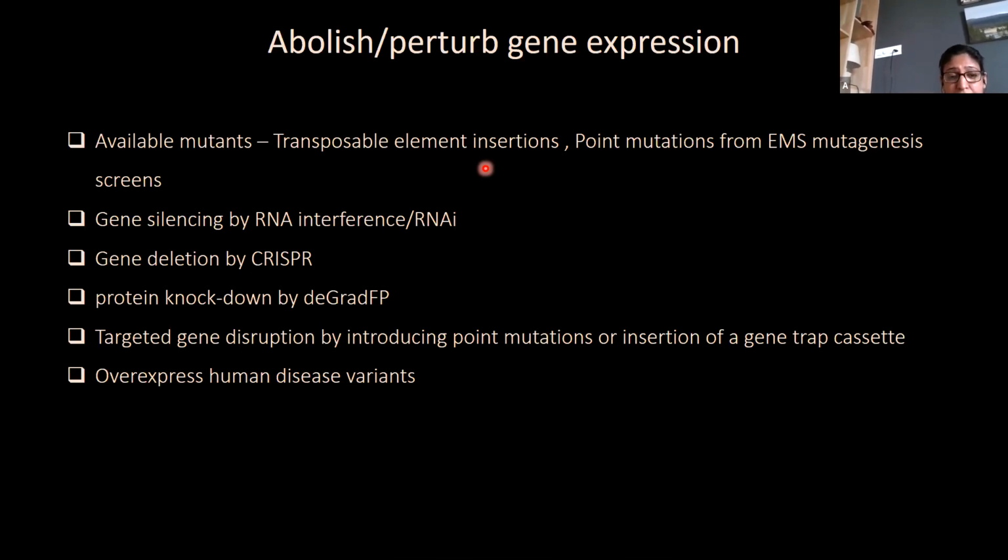Also, one thing that is important that people have done in most of the neurodegenerative diseases is that you can express human disease variants using the UAS-GAL4 system. Okay, so I'll tell you about the UAS-GAL4 system in a second.